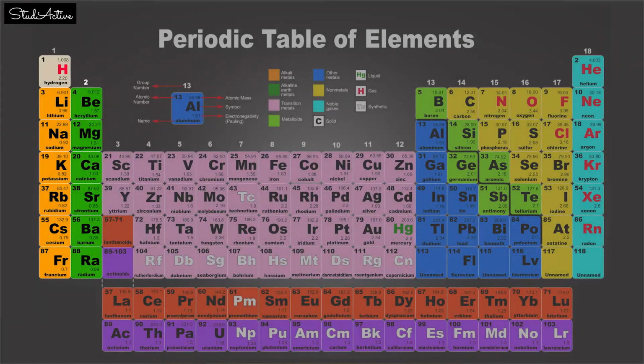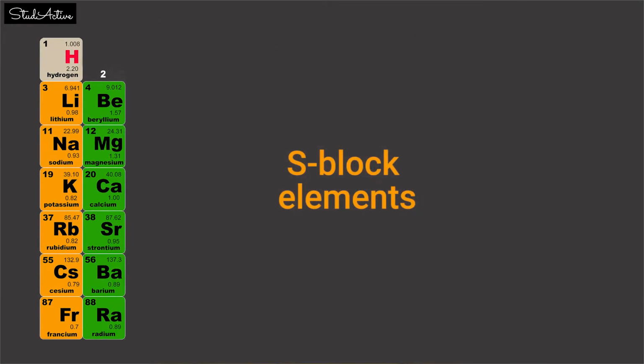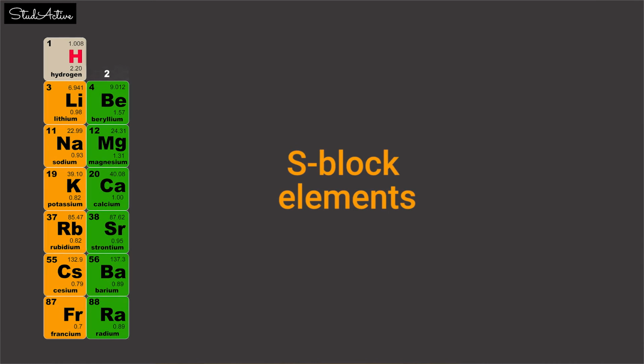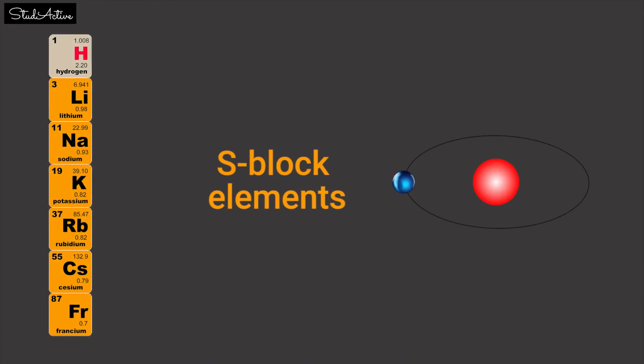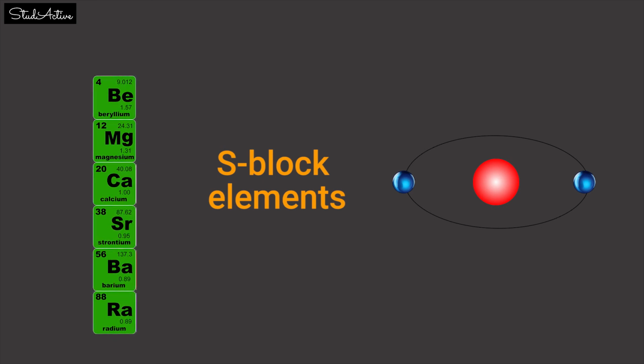As we know, these elements are divided into S block, P block, D block and F block. Let us understand these blocks. We start with S block elements. S block elements consist of two groups. Group 1 will have 1 valence electron and group 2 will have 2 valence electrons.